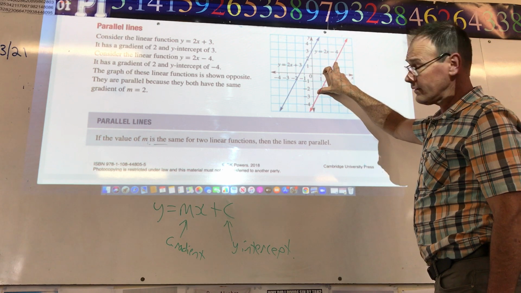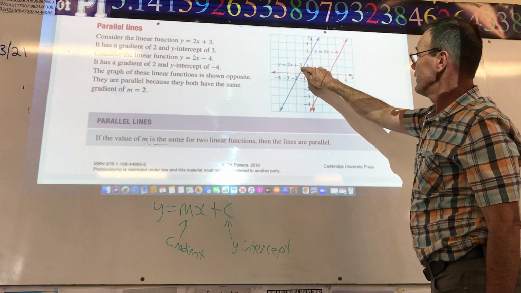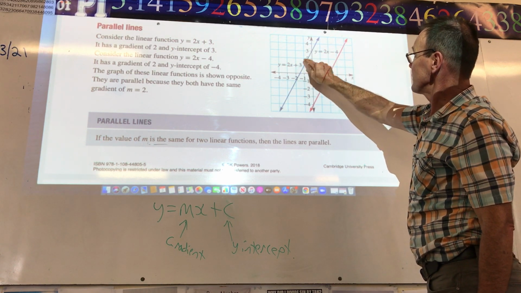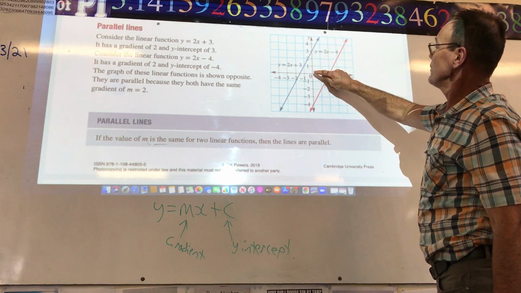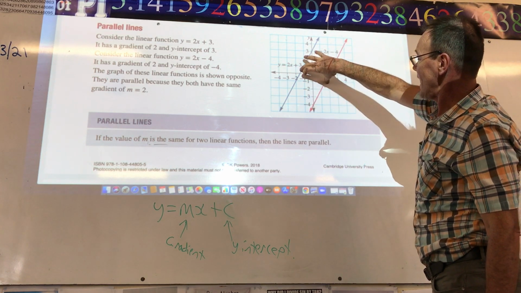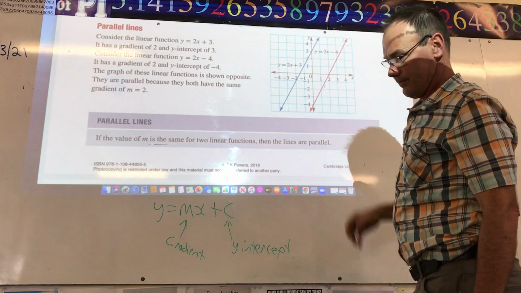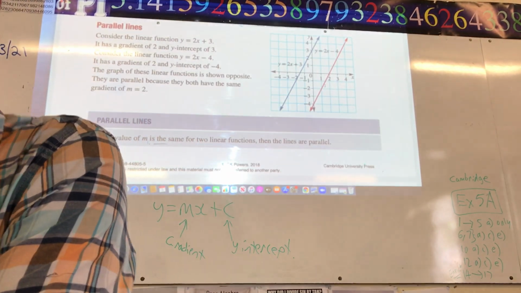Why aren't they the same line? Because the y-intercept is different. That goes through plus 3, the y-intercept of 3. This one goes through minus 4 as a y-intercept of minus 4. So they're apart from each other, but they're still parallel. So you need to make a note of that somewhere.